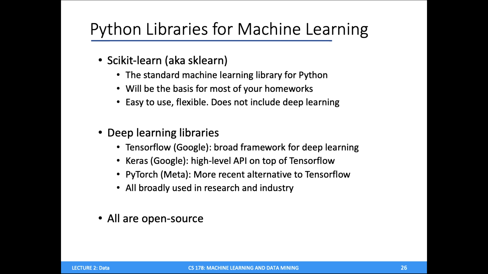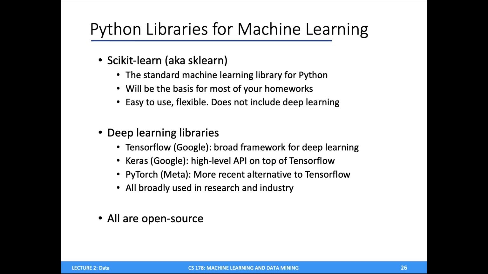Okay, and then next up, I'll just briefly mention a couple of basic Python libraries that are used for machine learning in particular. One that you will use a ton in the homeworks is called scikit-learn, aka sklearn. This is really the gold standard library for doing machine learning in Python. It's open source, so you can go around and poke at the code if you'd like. You'll be using this to do a lot of your homework assignments, and it really implements most of the standard machine learning algorithms that you'll learn about in this class.